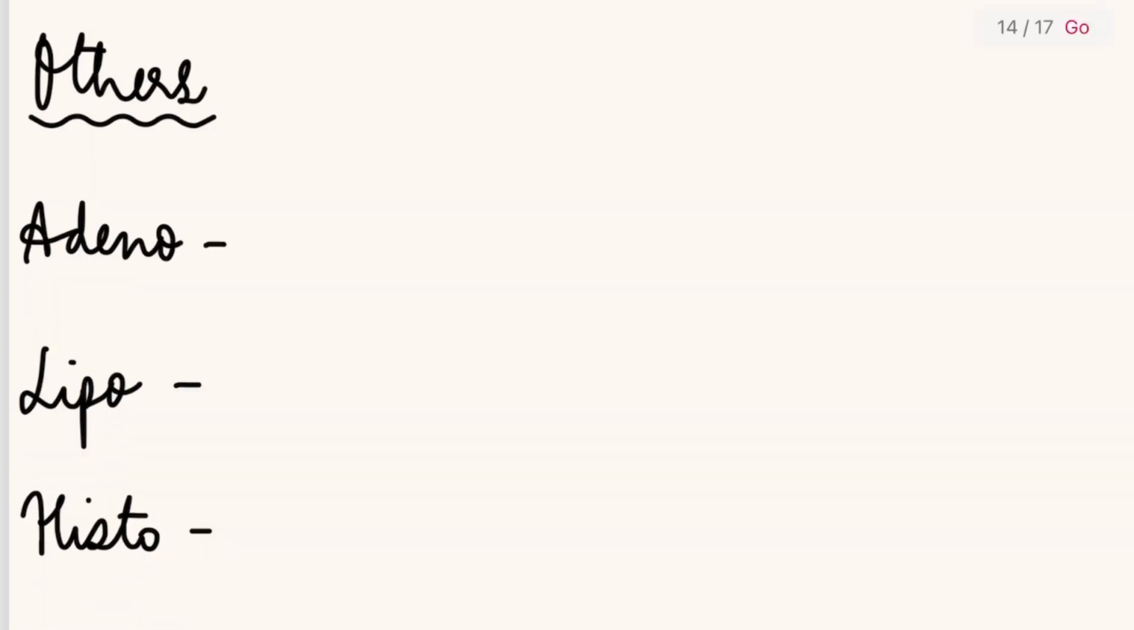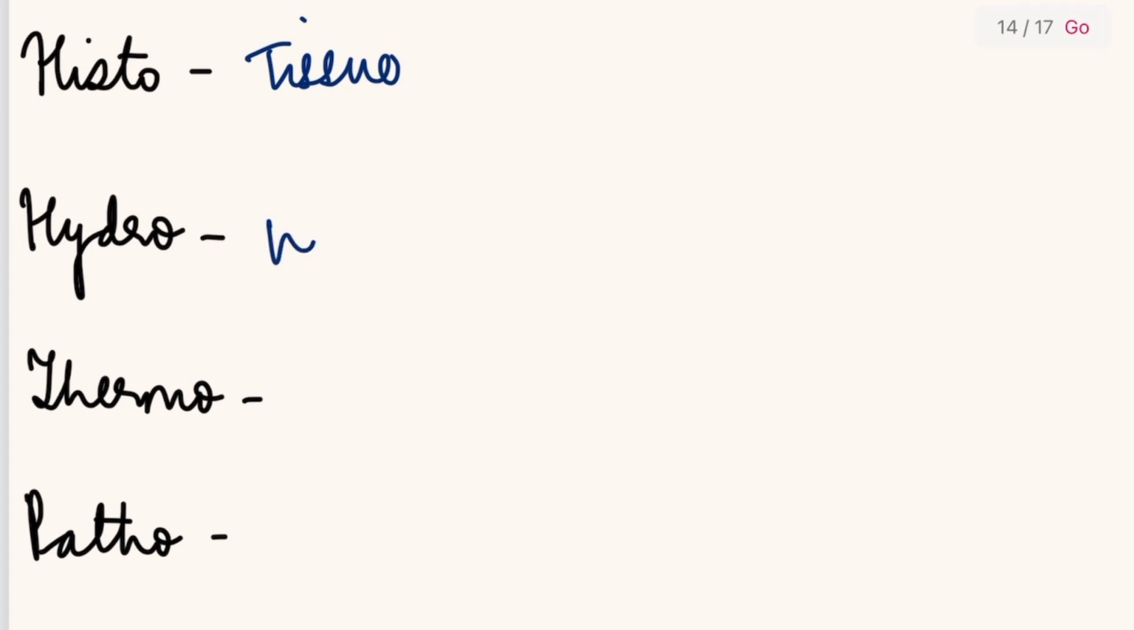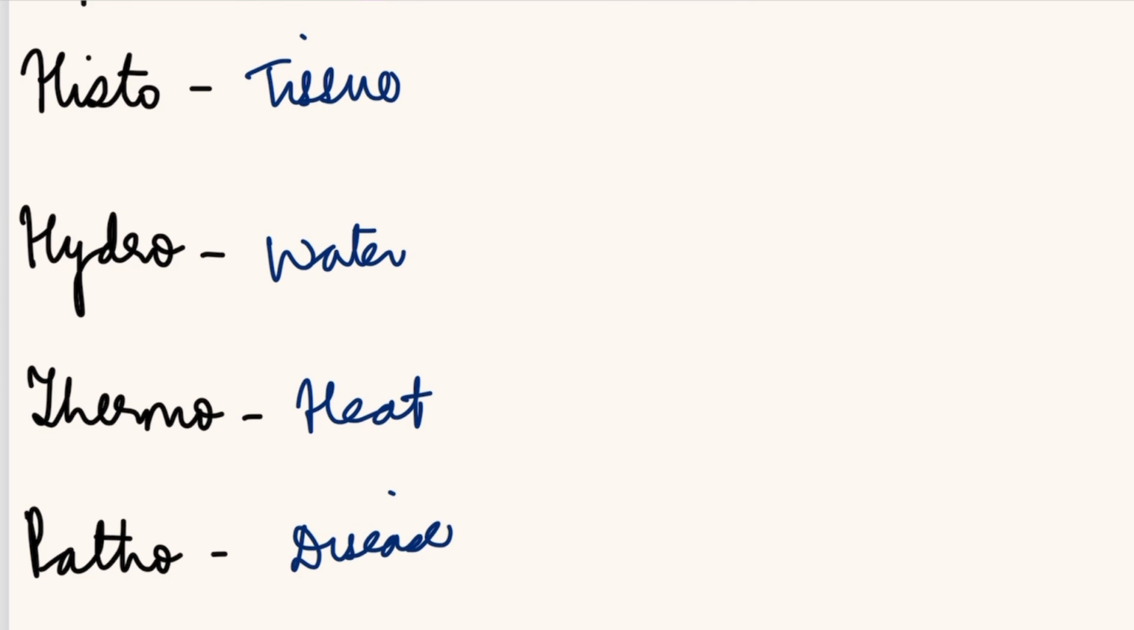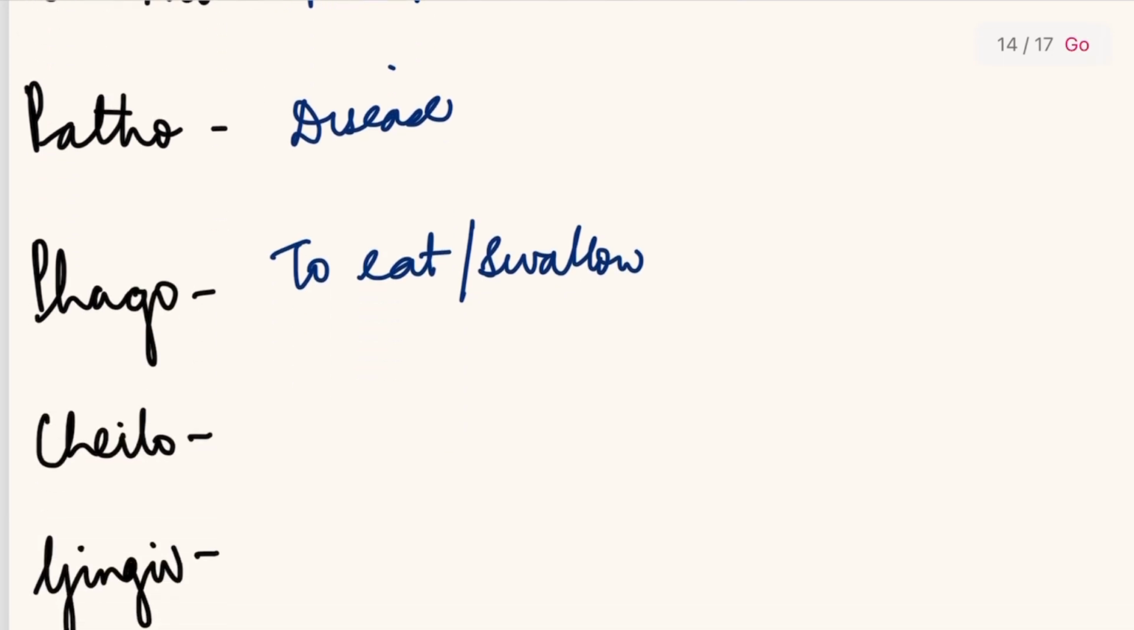Now we come to some other words that are important to know, but we cannot classify them in a system. Adeno is gland. So adenoma is a common word. Adenoma means tumor of the gland. Then lipo is fat. Histo means tissue. Hydro means water. Example hydrophobia, that is phobia of water. Thermo is heat. Patho means a disease. Phago means to eat or swallow. Example phagocytes, phagocytosis. You know, amoeba, it does phagocytosis.